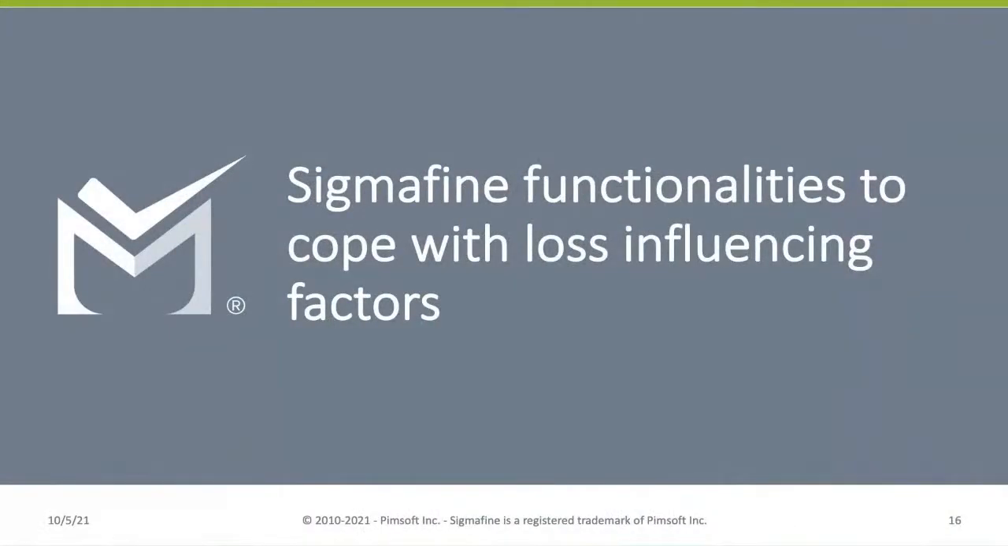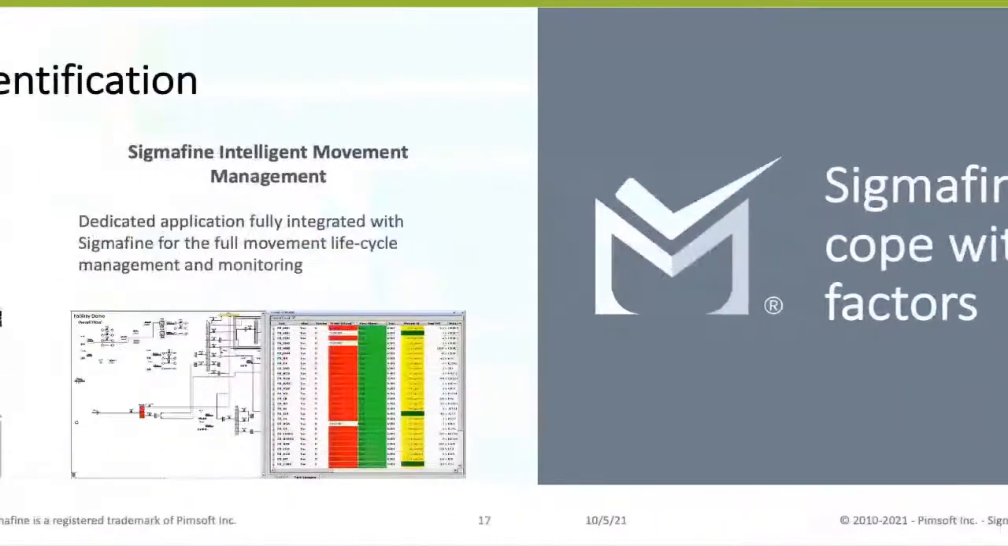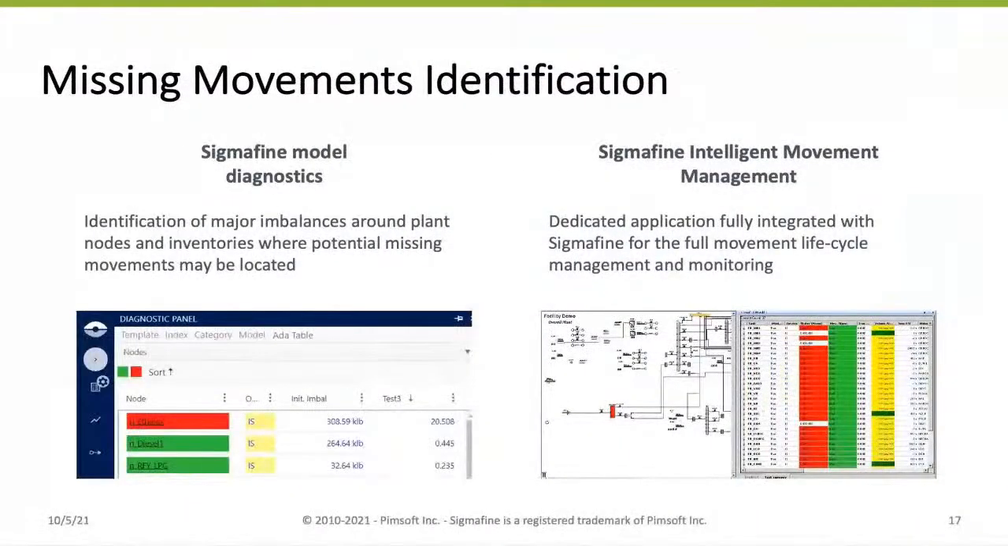Now, let's analyze in more detail how some of Sigmafine functionalities can improve the balance and help reduce the losses. One of the biggest sources of gross errors is the misdeclaration of movements. Sigmafine diagnostics help identify major imbalances around nodes and inventories, thus precisely highlighting where some of the movements could be missing.